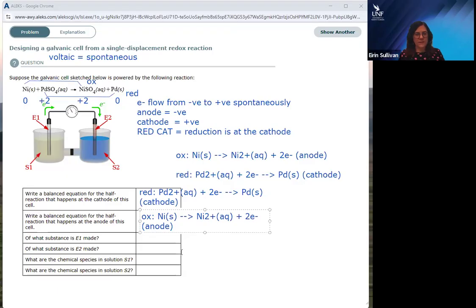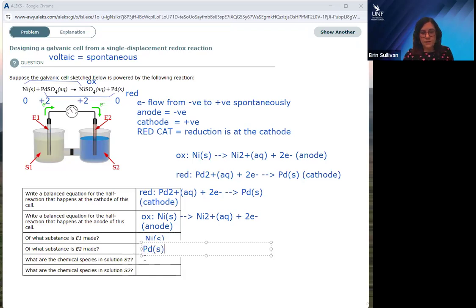Okay, so of what substance is electrode 1 made? Electrode 1 must be my nickel half cell, because that is the one at the anode where the oxidation is occurring. The way these electrodes are composed is going to be a strip of the solid metal in a solution of its ions. So nickel solid is electrode 1. Electrode 2 will be my palladium metal.